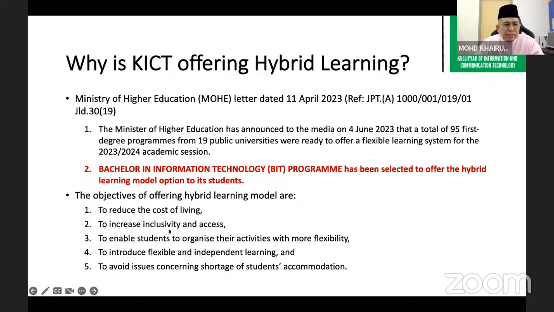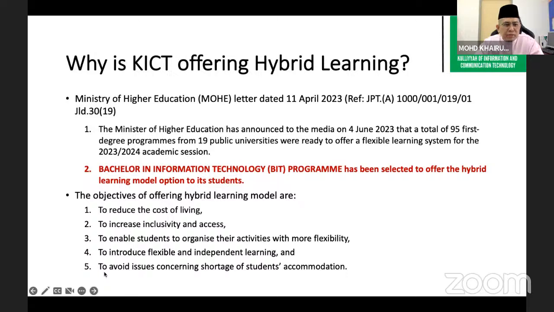Number two is to increase inclusivity and access. Number three is to enable students to organize their activities with more flexibility. You have to manage your own time, your classes, your other activities, to introduce flexible and independent learning. Most of our students, IT students, KICT students, are familiar with it, because during the MCO we were always doing online learning. So I think our students are ready for flexible, independent learning.